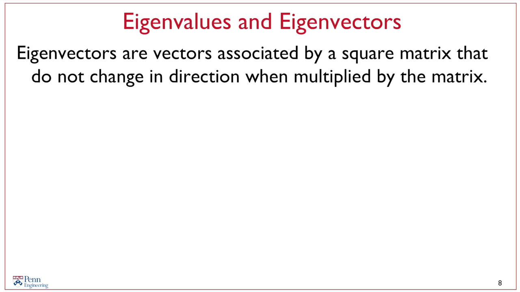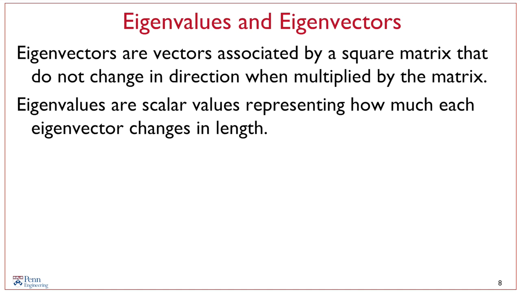However, these vectors can still change in length. Eigenvalues are scalar values representing how much each eigenvector changes in length when multiplied by the matrix. There will be an eigenvalue corresponding to each eigenvector of a matrix. However, multiple eigenvectors can have the same eigenvalue. Mathematically, this is represented by the equation Av = λv. Here, A is a matrix, v is an eigenvector, and λ is its corresponding eigenvalue.